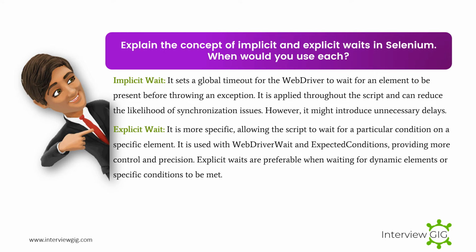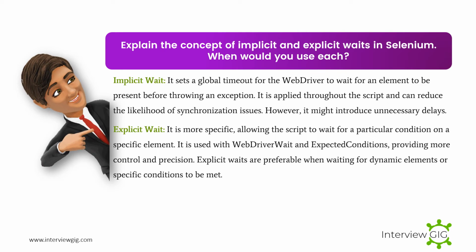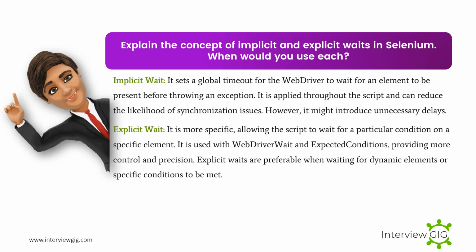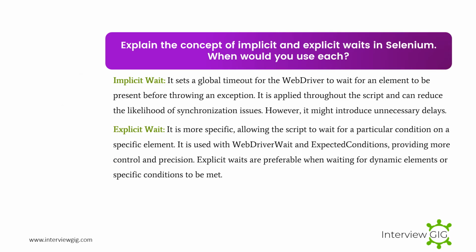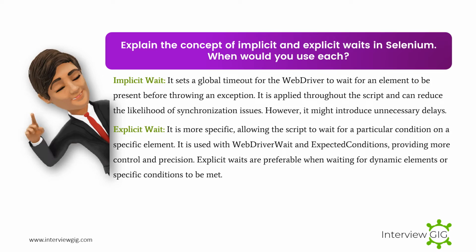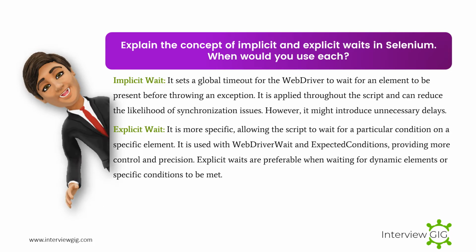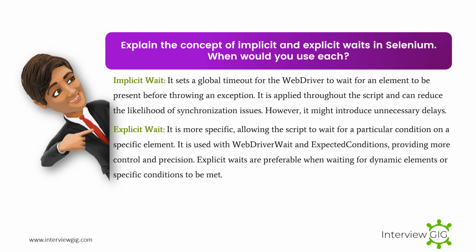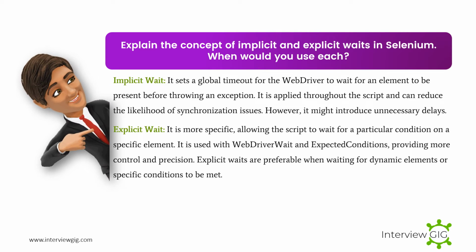Explain the concept of implicit and explicit waits in Selenium. When would you use each? Implicit wait sets a global timeout for the WebDriver to wait for an element to be present before throwing an exception. It is applied throughout the script and can reduce the likelihood of synchronization issues. However, it might introduce unnecessary delays. Explicit wait is more specific, allowing the script to wait for a particular condition on a specific element. It is used with WebDriverWait and expected conditions, providing more control and precision. Explicit waits are preferable when waiting for dynamic elements or specific conditions to be met.